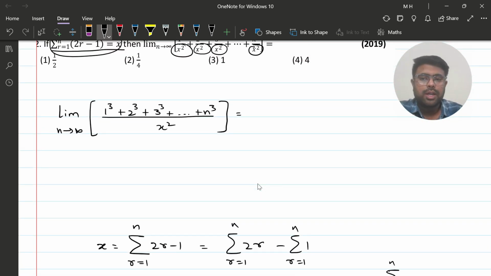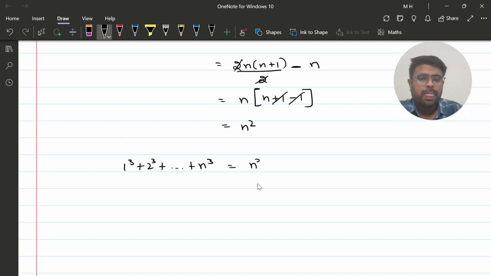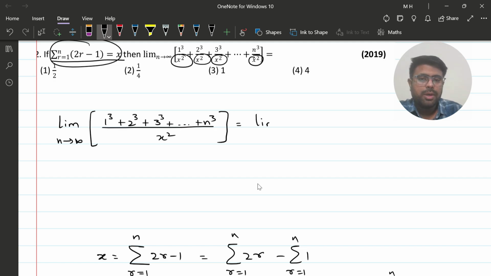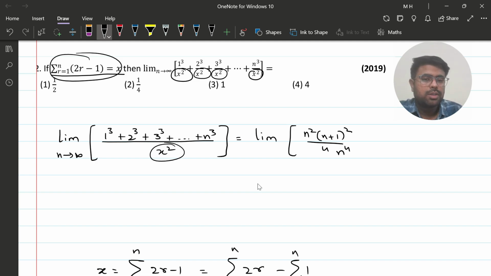Therefore, what am I going to get? In the numerator I have 1 cube plus 2 cube plus so on up to n cube, right? So the sum of this is going to be n square into n plus 1 whole square divided by 4. So this will be the limit of n square into n plus 1 the whole square divided by 4, and x square, the value of x is n square, right? So x square is going to be n raised to 4, as n tends to infinity.